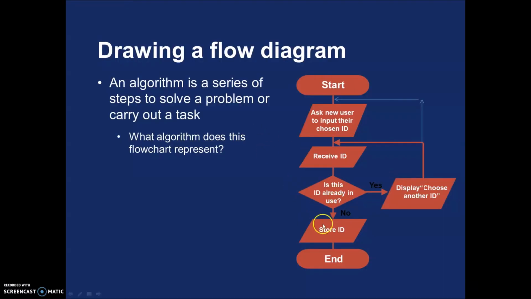So if it's not in use, then we store the ID, and that is the end of our program. So it's supposed to be really, really simple. It doesn't care about how we receive the ID, it just cares about how it flows, how it goes round and round.